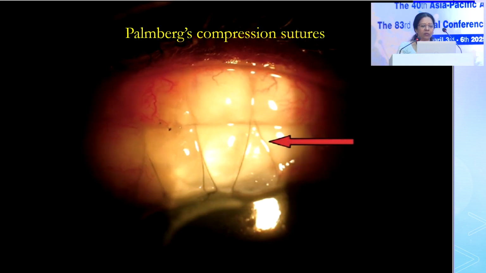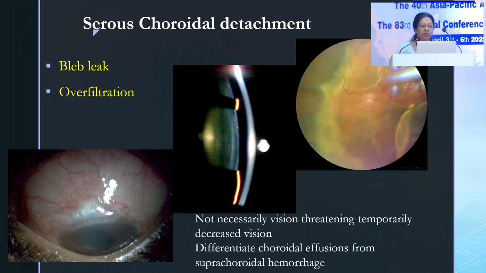So this is one way of dealing with overfiltering blebs: the Palmberg's compression sutures. You can take suture bites through the conjunctiva and reduce the height of the bleb and reduce the aqueous outflow. There's also another method of transconjunctival suturing, where you pass the suture through the conjunctiva and then through the scleral flap, which has loose sutures, and then again back through the conjunctiva. This helps instead of directly opening up the conjunctiva and then suturing the flap. This is also a very good technique of managing the overfiltering bleb.